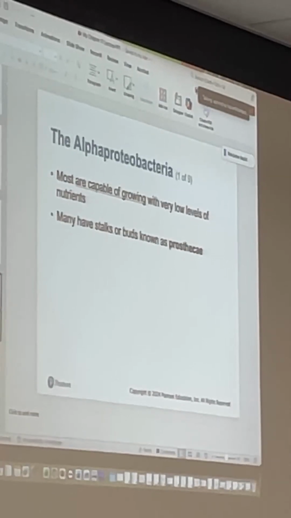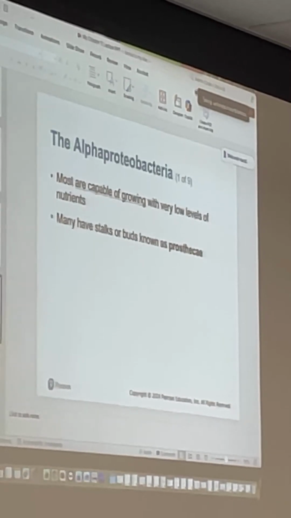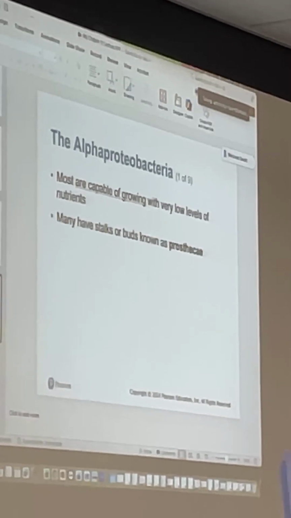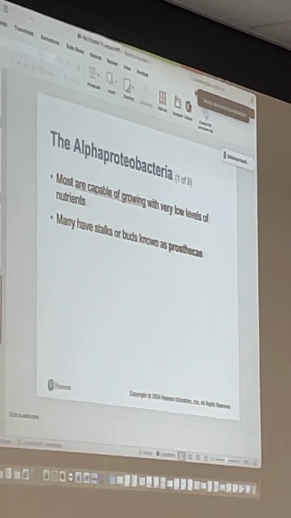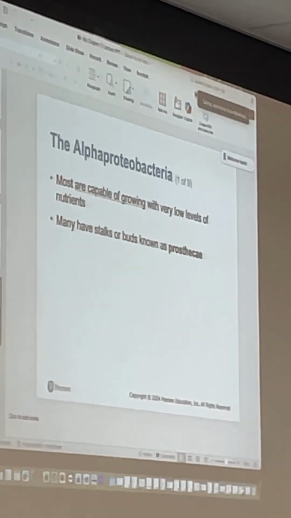So when talking about the distinguishing characteristics for alpha proteobacteria, these are capable of growth in nutrient-poor environments. Most of them are capable of growing with very low levels of nutrients, so they don't really need a whole lot of nutrients for that growth to take place. Many of them have stalks or buds or these extensions known as prosthecae. And there's going to be a couple that I want you guys to know from this particular class.